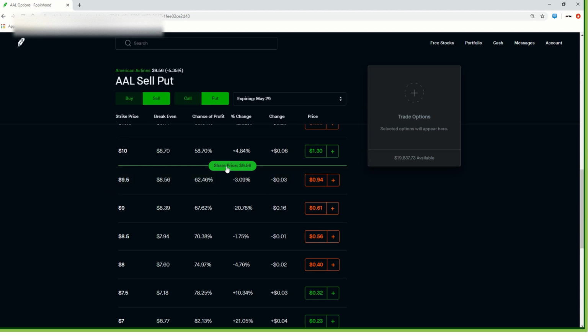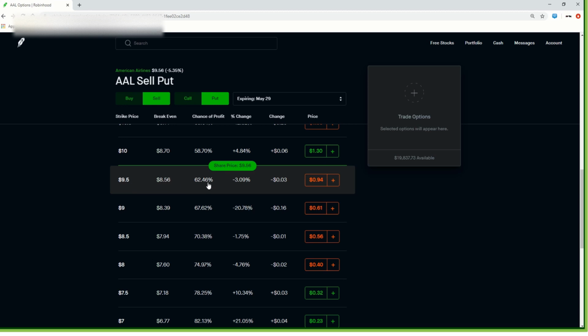As you can see, the share price right now is $9.56, and over here we have different strike prices. So all of the strike prices above the share price are what's called in the money, and then below the share price are called out of the money.